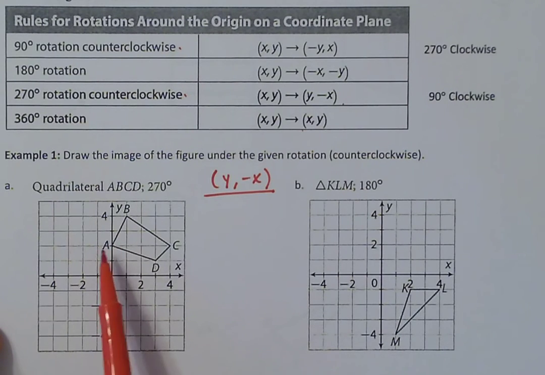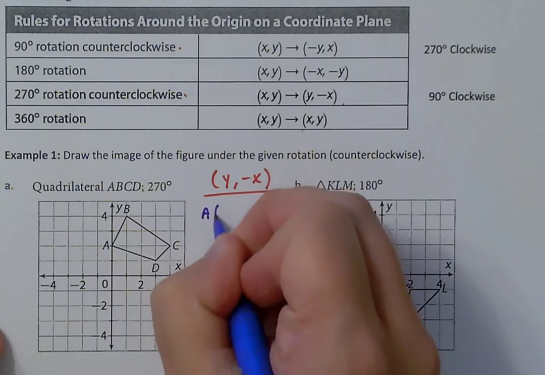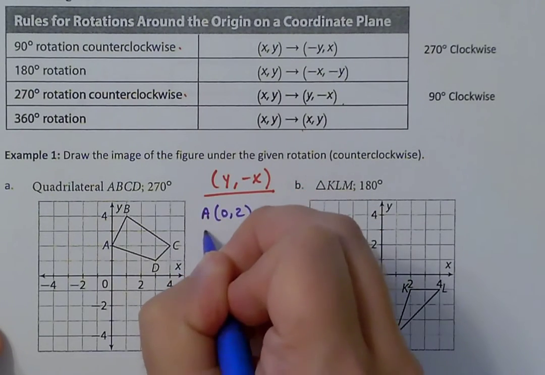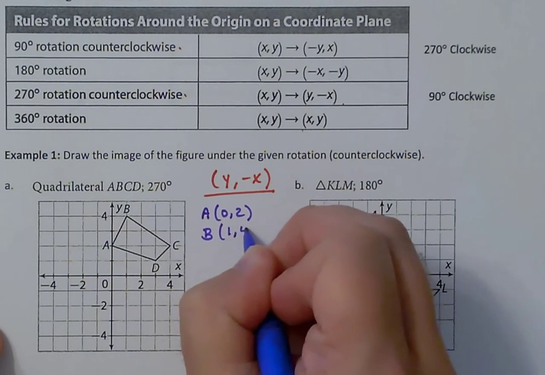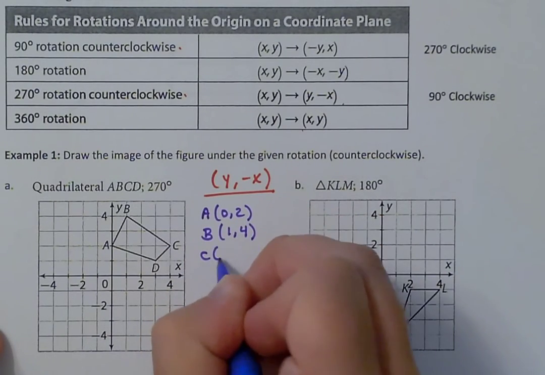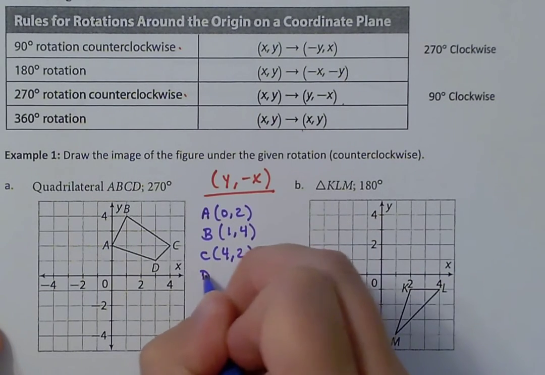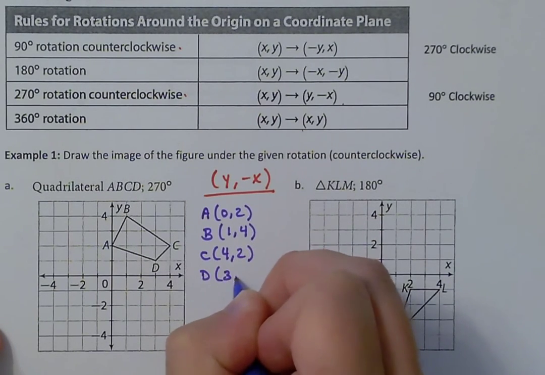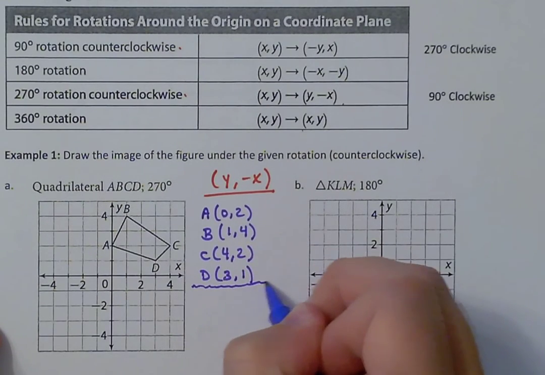Now, they don't tell me the points for A, B, C, and D, but they are in the coordinate plane, so we need to go through and identify those first. Point A is at (0, 2). B is going to be at (1, 4). C is at (4, 2). And D is going to be at (3, 1). So those are our original points.